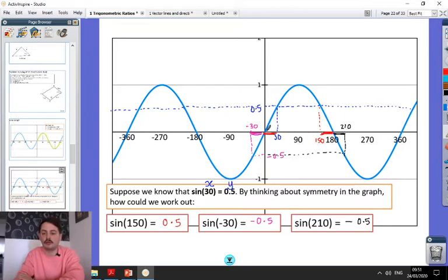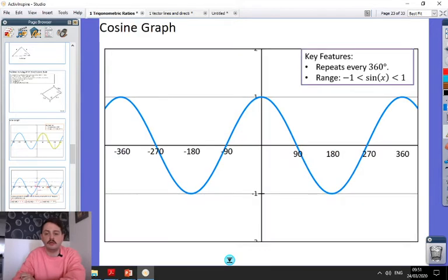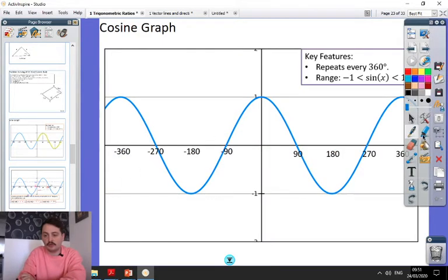It's always from these points down here at the bottom that help you figure out what these extra values are going to be. So that's what we're going to have a look at for some of those questions in just a second. So we're going to do the cosine graph as well. Now, the cosine graph has got lots of features that are really, really similar.